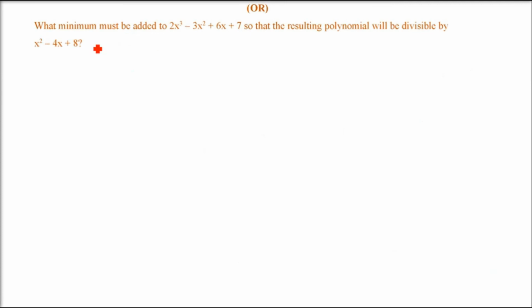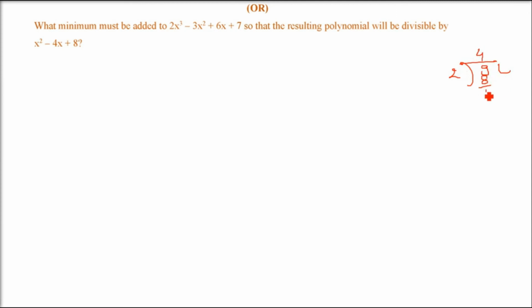Now this is OR, so you can do this one or the previous one. What minimum must be added to this so that the resulting polynomial will be divisible by x square minus 4x plus 8. So I'll give you an example. If you take 2 and you divide 9 by 2, what do you get? 2 4s are 8. So you're getting a remainder.